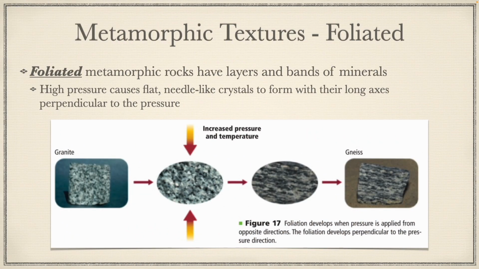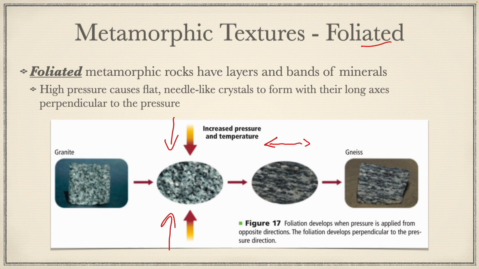Now, textures for metamorphic rocks, specifically foliated textures. Foliated metamorphic rocks have layers or bands of minerals. And this results from high pressure that causes flat needle-like crystals to form with their long axes perpendicular to the pressure. So if the pressure is, say, from the top and bottom here, then what you end up with is your crystals forming in this direction. So basically they're being squashed. It's like taking a piece of clay and squashing it with your hand.